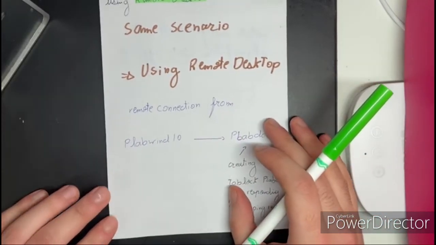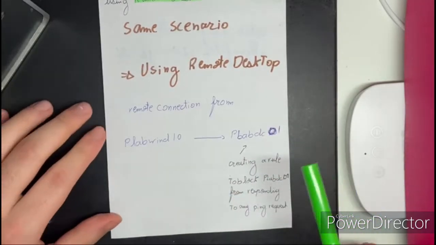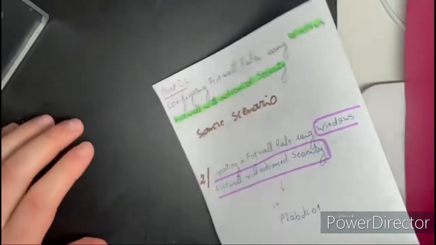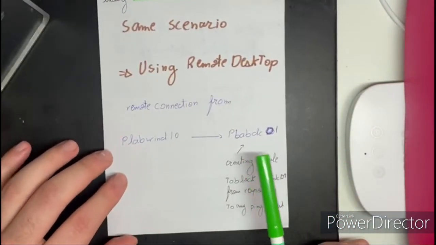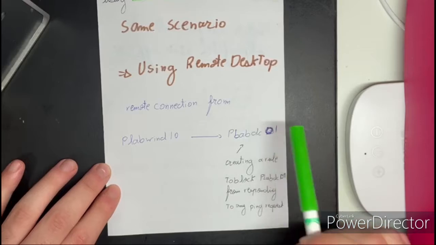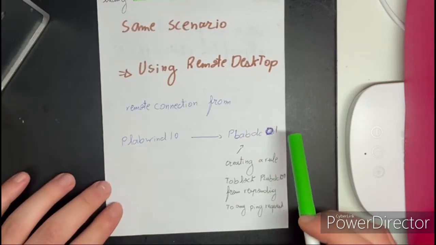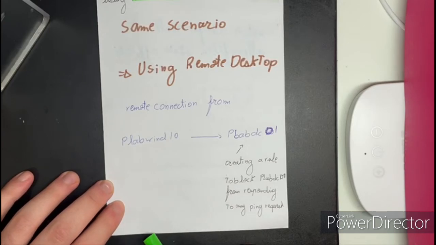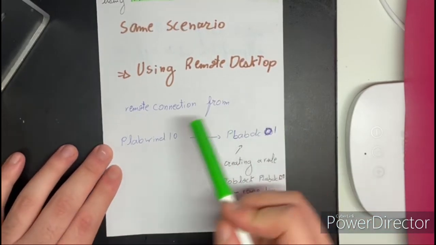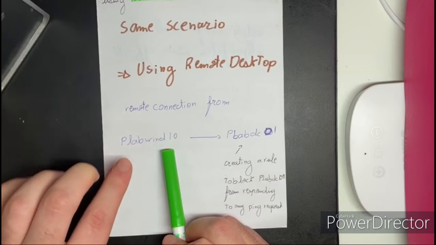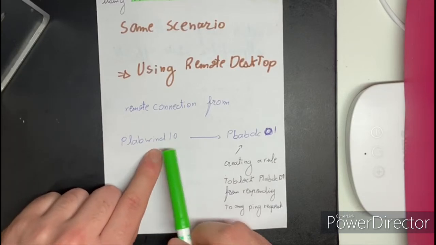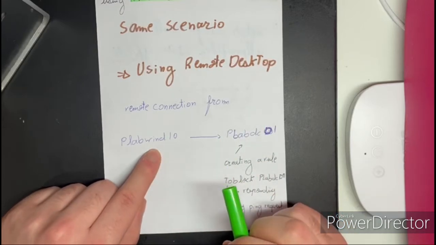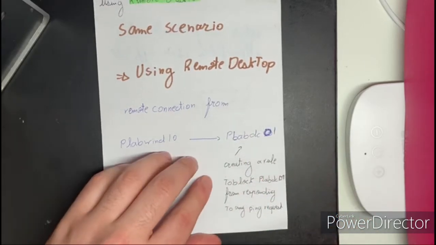In this part, we'll be creating the rule in this computer, similar to part 2. We'll be creating the rule in this computer to block plug DC01 from responding to any ping request coming from plug Win10. So first, I'm going to access plug Win10, and via this PC I will try to connect remotely to this device via remote connection. Then I will set up the firewall rule.